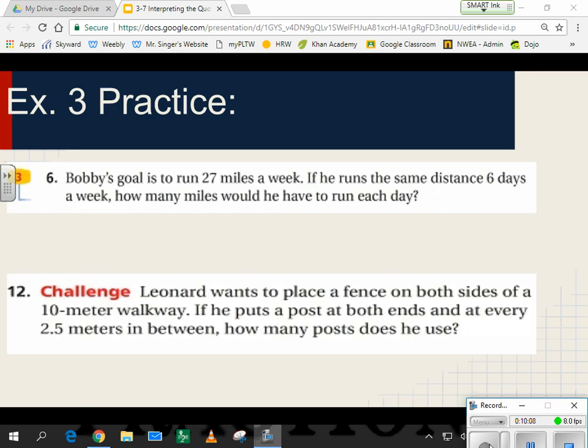All right, so that you're not overwhelmed too much, I want you to just do number 6 on the top. So Bobby's goal is to run 27 miles a week. If he runs the same distance for 6 days, how many miles would he have to run each day? So you're going to have to probably find an exact answer for this. Good luck and come back when you're done. And you probably saw that it would be 4.5 miles a day that Bobby would have to run based on your work. So this one you need to know exactly what it is so that he meets that goal of 27 miles. That's why we looked for an exact answer that ended up with a decimal.